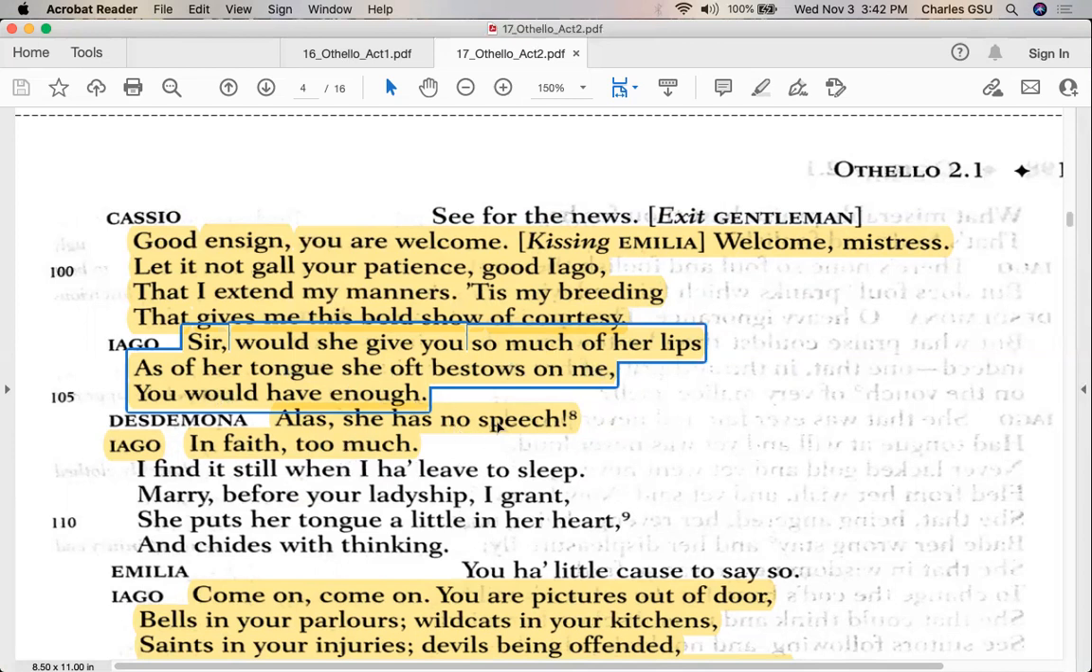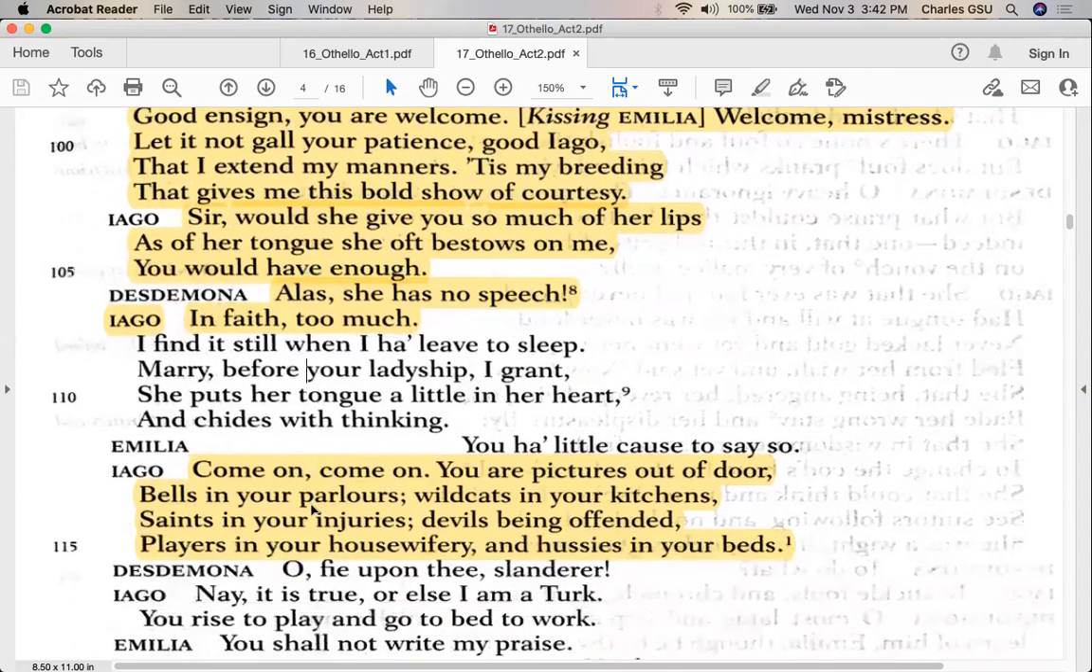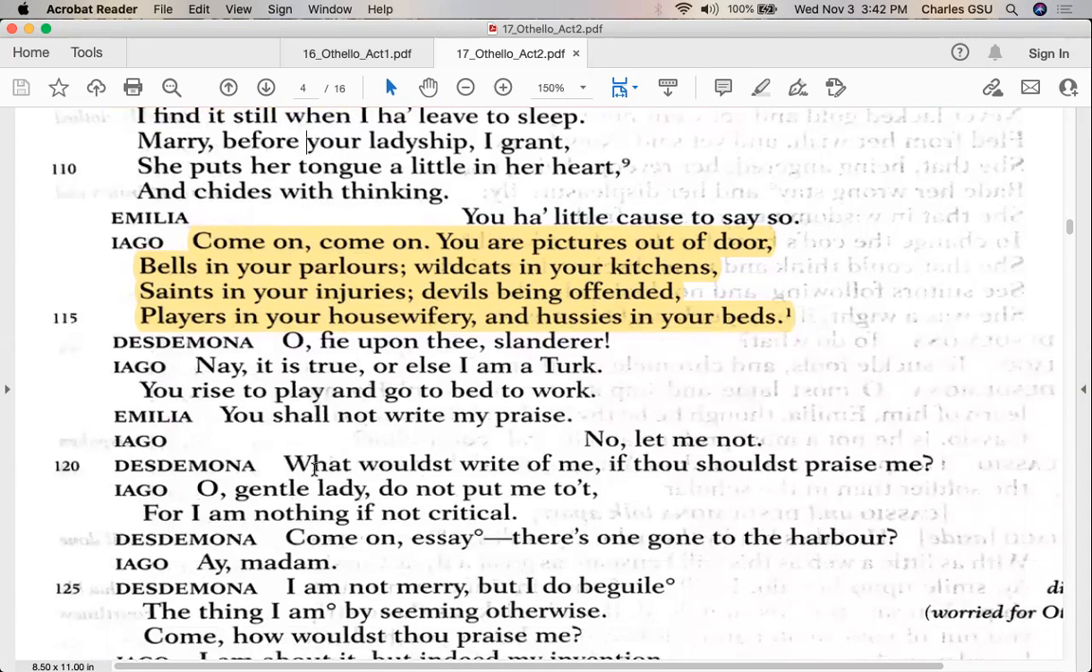And Desdemona, kind of in defense of Emilia, says, "Alas, she has no speech." And then again, right back at it, criticizing his wife: "In faith, too much." In other words, the no speech here is like, you've shocked your wife, she doesn't say anything. And then Iago, in the pun, in faith or in truth, she has too much speech, she speaks too much, which you could argue in Act 5 is maybe her downfall.